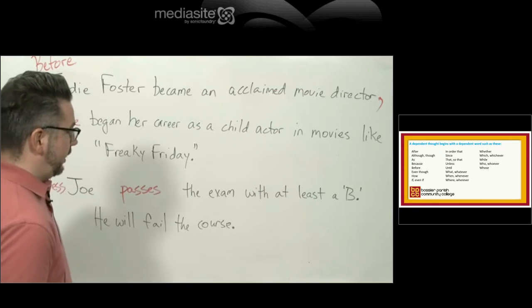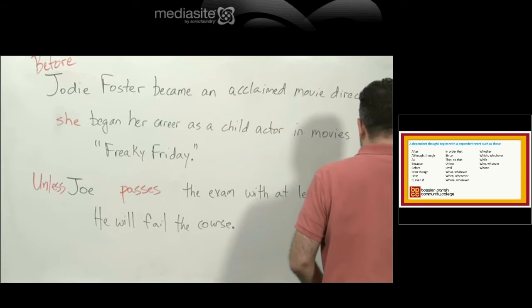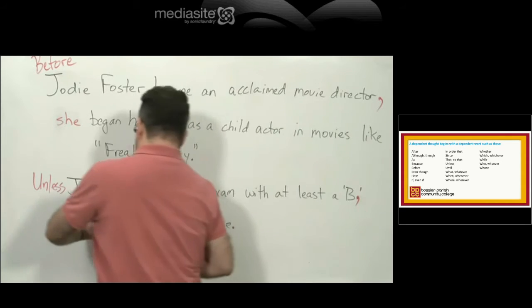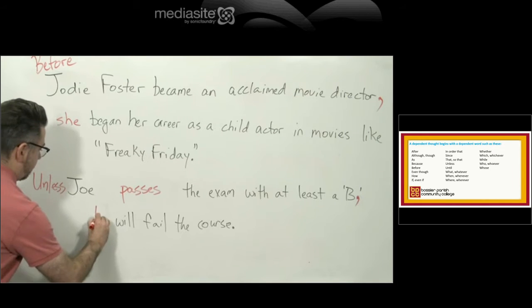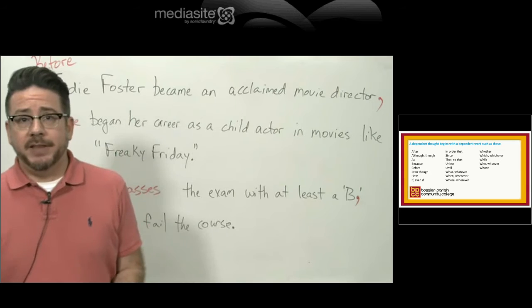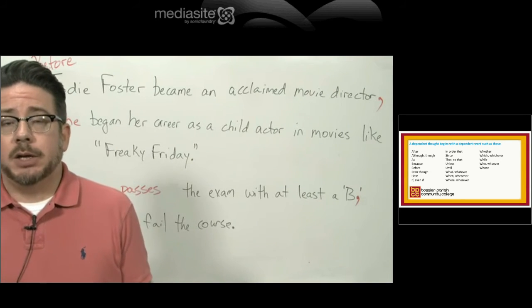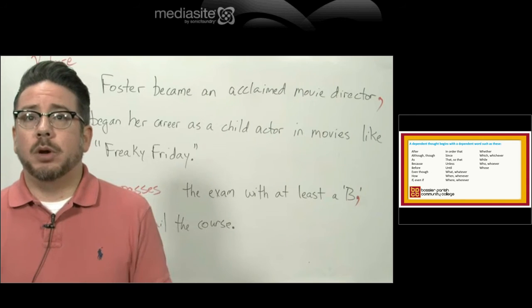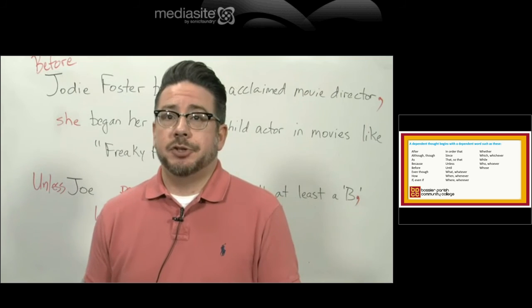Let's change this to unless Joe passes the exam with at least a B, take out that period, replace it with a comma, he will fail the course. And we need to change the capitalization here. So unless Joe passes the exam with at least a B, he will fail the course. So we haven't changed the meaning of these sentences. We've just used a dependent word and a comma in order to combine them into one complex sentence. We do this because it adds variety to our writing.